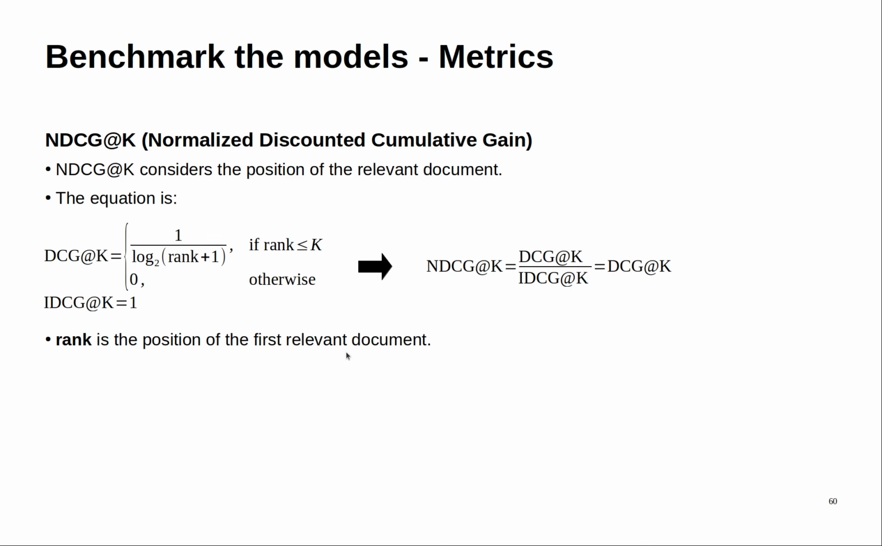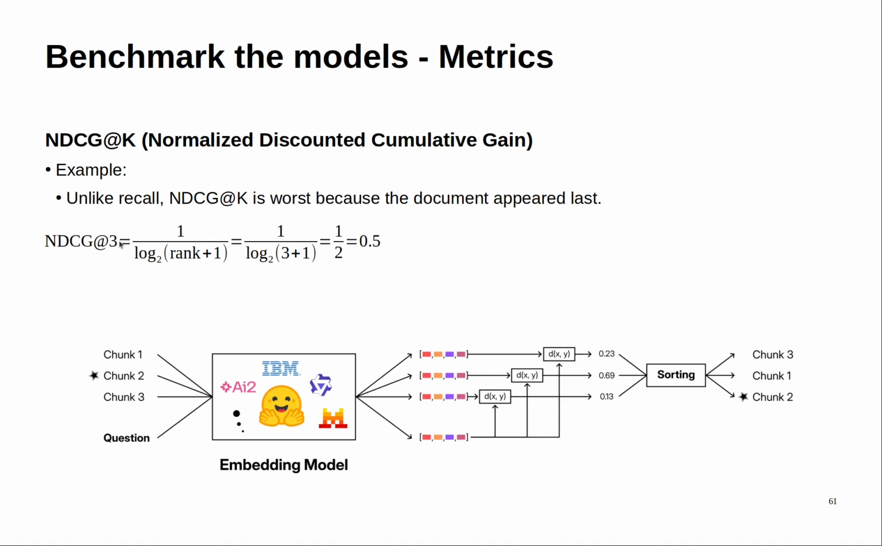Now let's apply this to the same example so that you understand how this works. So in our case, k is equal to 3 because we are retrieving just 3 documents. And let's look at chunk 2 because this one is the one that answers the question. Let's apply the formula. So the formula is 1 divided by log base 2 of rank plus 1. Rank in this case is equal to 3, and this gives us 0.5.